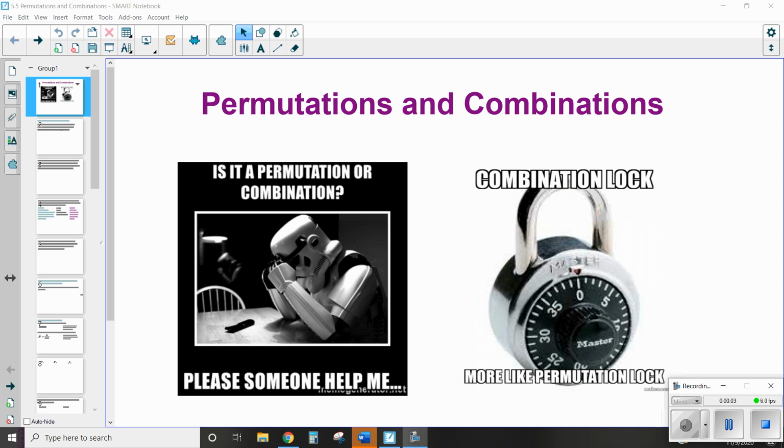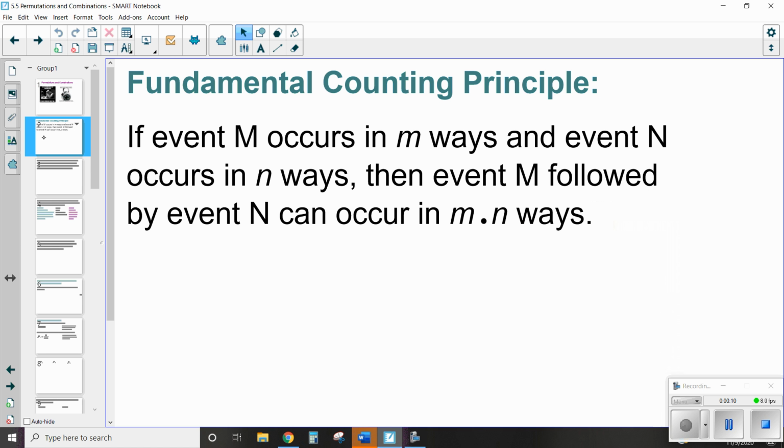Hi, this is Mrs. Kidman, and in this video, we're going to be discussing the fundamental counting principle. So this goes right along with combinations and permutations. The fundamental counting principle says if an event M occurs in M ways and event N occurs in N ways, then event M followed by event N can occur in M times N ways.